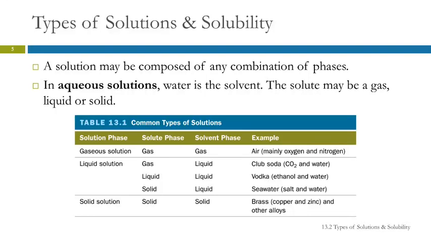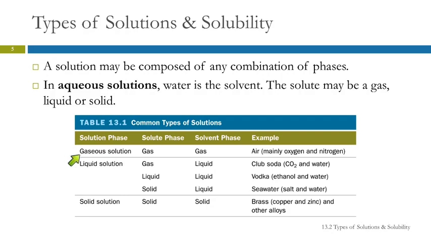So a solution can be composed of any combination of phases or states: solid, liquid, gas. In an aqueous solution, aqueous tells us water is the solvent. If water is not the solvent, it's not an aqueous solution. In an aqueous solution, that solute may be a gas, a liquid, or a solid. And here we have some examples of solutions.